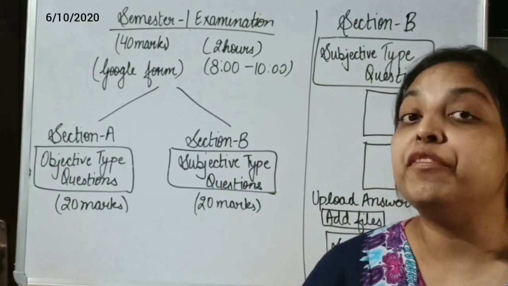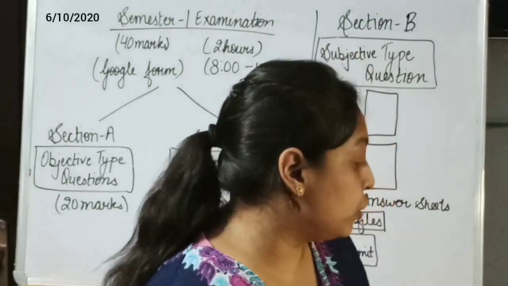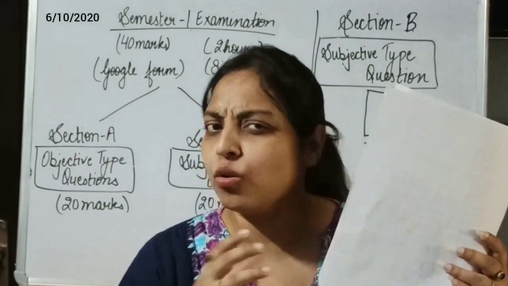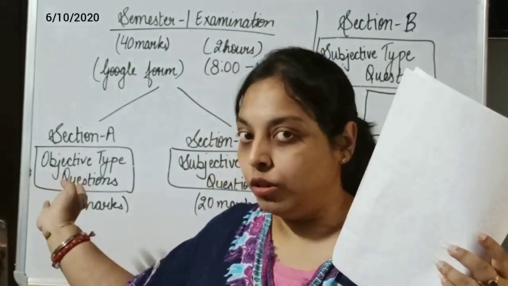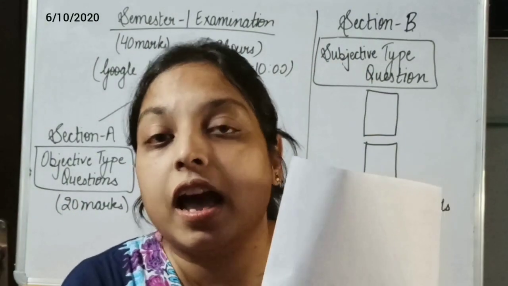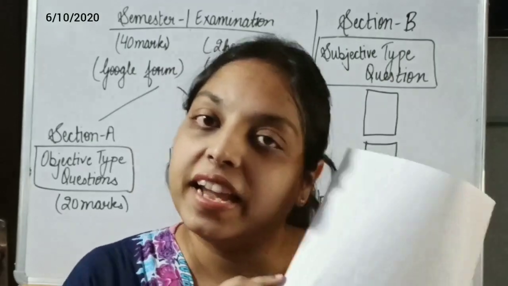Now the question is, where will you solve these questions? For that, you will take A4 size sheets. It can be plain or ruled, depends on you, as I have told you for the objective also. And how will you write on it? Now I am going to explain it.